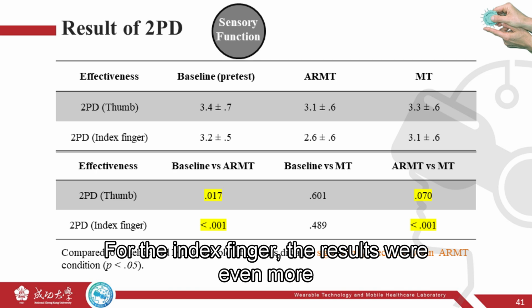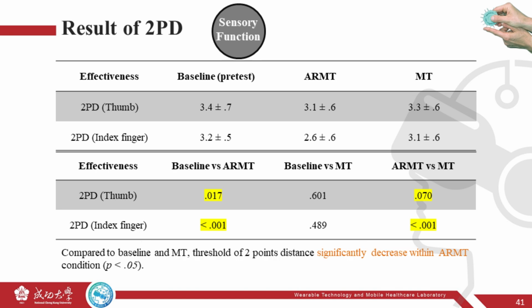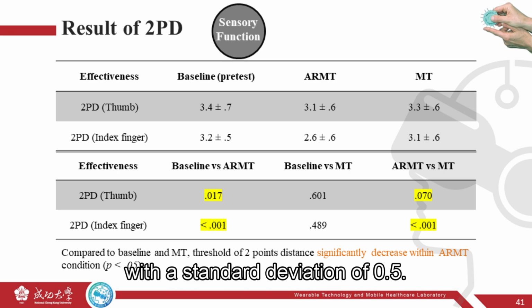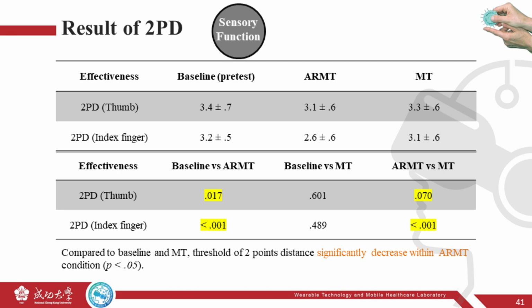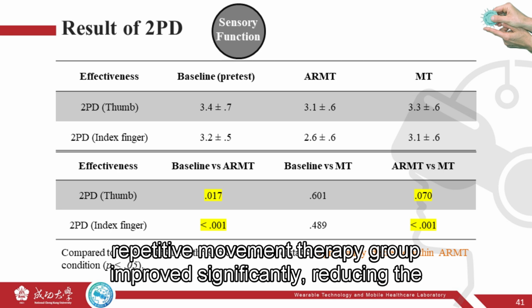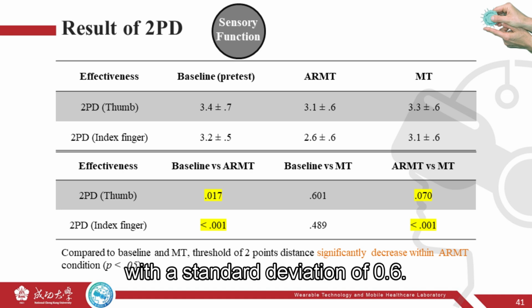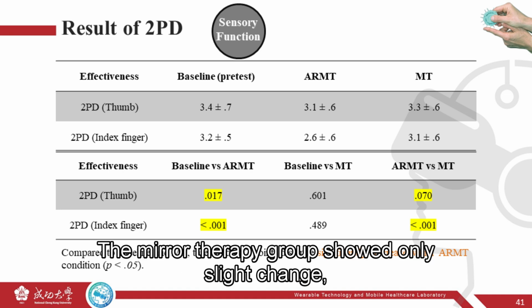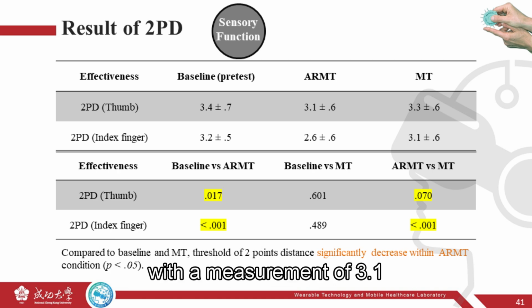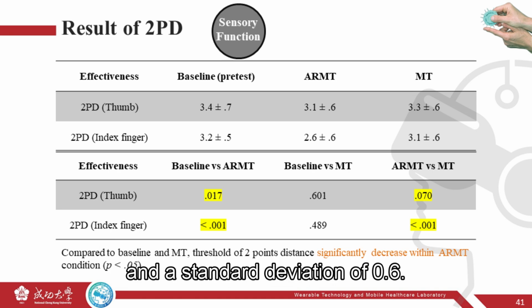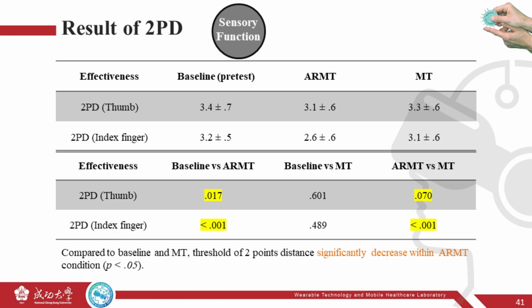For the index finger, the results were even more pronounced. The baseline measurement was 3.2 with a standard deviation of 0.5. The assisted repetitive movement therapy group improved significantly, reducing the measurement to 2.6 with a standard deviation of 0.6. The mirror therapy group showed only slight change, with a measurement of 3.1 and a standard deviation of 0.6.